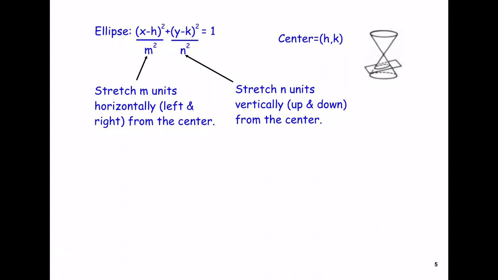Notice it is the quantity of x minus h squared over m squared plus the quantity of y minus k squared over n squared equals 1. Our center, you notice, is still at (h, k). Insides are opposite. It is going to stretch m units horizontally. So whatever is underneath the x is going to stretch horizontally. Whatever is underneath your y is going to stretch vertically or up and down from the center.